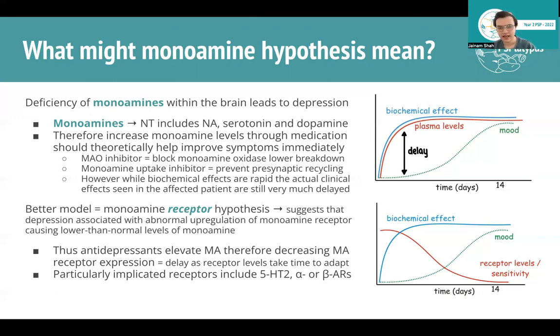And now this seems to make a little bit more sense because when we give antidepressants, they elevate your monoamines. And once your body sees that there's a huge amount of monoamines around, then it tries to decrease the levels of monoamine receptors. Okay. And because it takes a bit of time for your body to recognize that there's too much monoamines, and that I need to reduce the level of receptors that I'm expressing, that takes some time, and that explains why you have that delay. So receptor levels or receptor sensitivity goes down and the body slowly adapts. And that's why mood takes a bit of time to also follow that particular trend. The particularly implicated receptors seem to be your serotonin, so 5-HT2 receptors, alpha and beta adrenoreceptors as well.